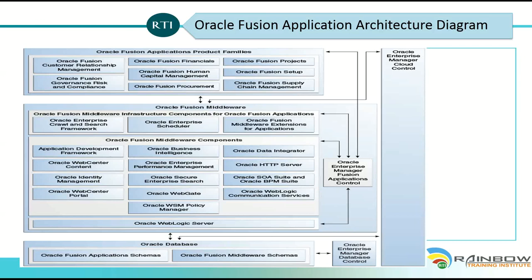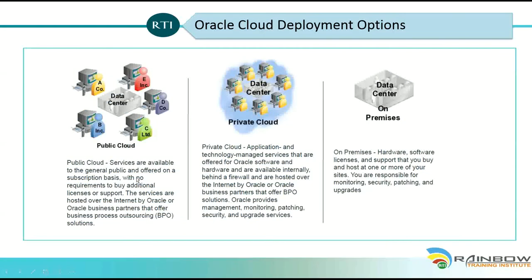Okay, this is the whole structure of Fusion application architecture. We may not be seeing this in our day-to-day life, but knowing this is very useful, and unknowingly we will keep using some of the components. Okay, perfect. Now let's go to the cloud deployment options, which we had a brief talk about. Let's finish up that one.